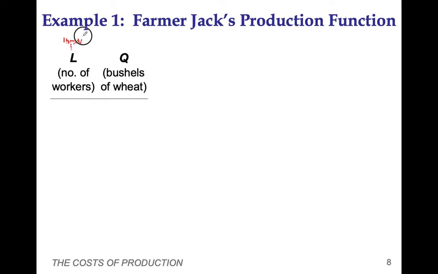the number of workers, the labor, and Q representing bushels of wheat, representing our output. So let's see, according to the number of workers, the quantity of inputs, what Jack can produce.